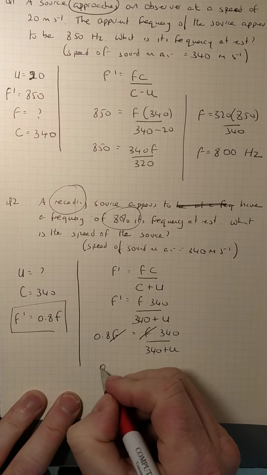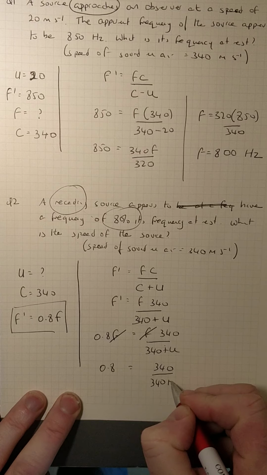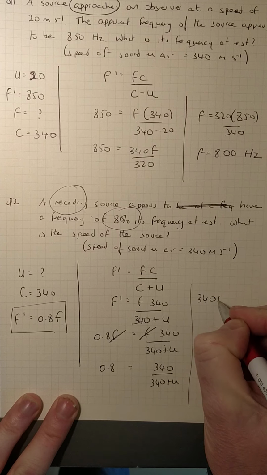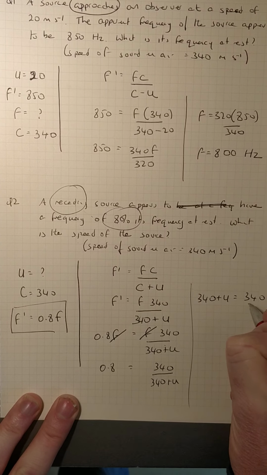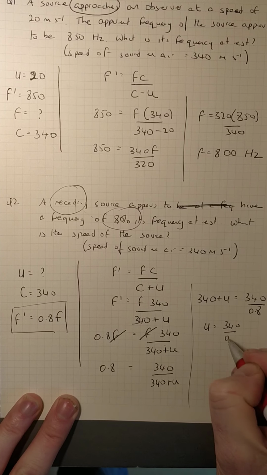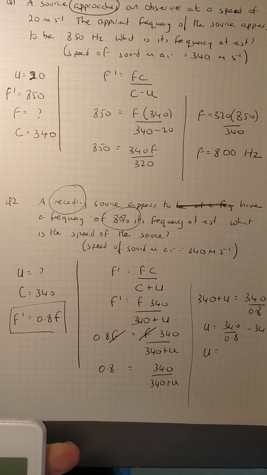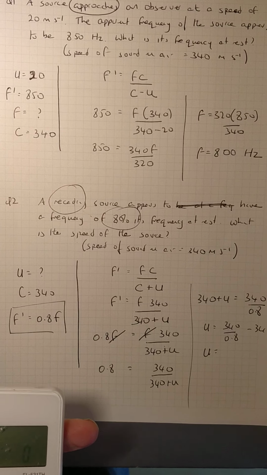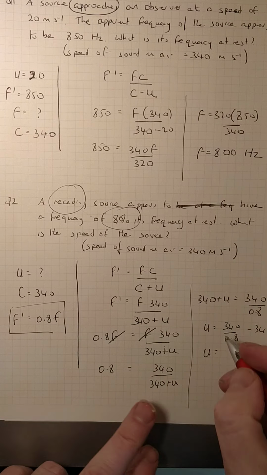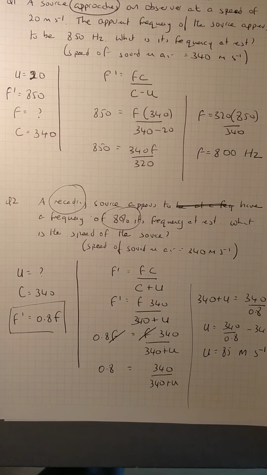So 0.8 equals 340 over 340 plus u. Remember with these ones, always do the swap. So 340 plus u equals 340 over 0.8 from your algebra. So u is 340 over 0.8 minus 340. So we have 340 divided by 0.8 minus 340, and we're getting a speed of 85 meters per second. Hammering along. Right, that's it.